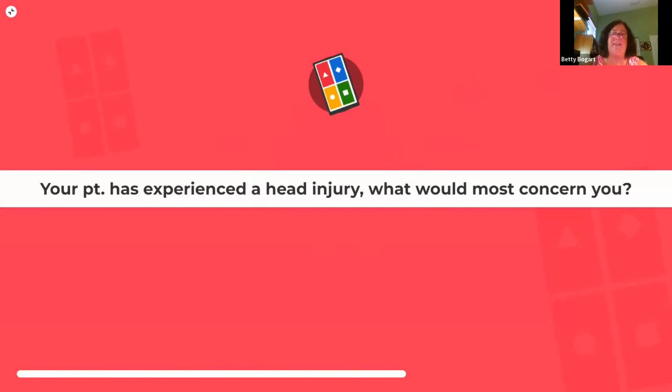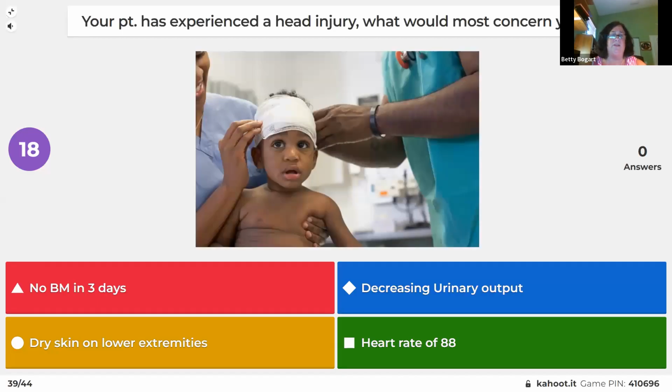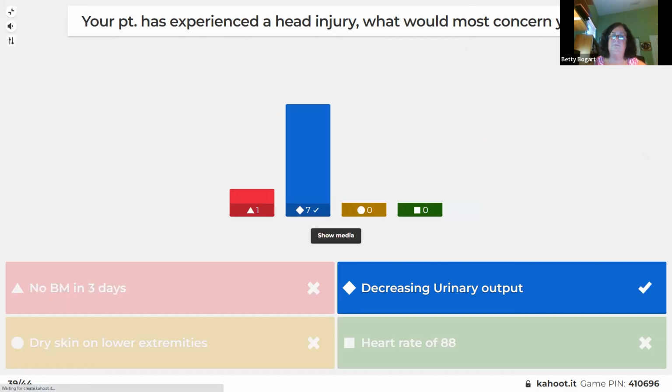Your patient experienced a head injury. What would most concern you? Remember, head injury, swelling in the brain. What are some signs of things that aren't good? We saw the eye already, but we're not talking about the pupil here. It's something to do with swelling in the brain, pituitary gland, and squeezing it, and now the urine output's gone down. So what are we going to give? Mannitol. So we get that going, and that swelling is in that brain for sure.